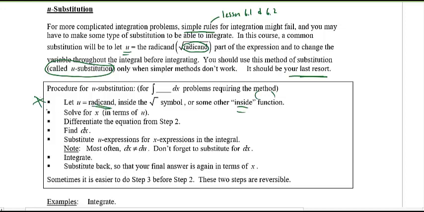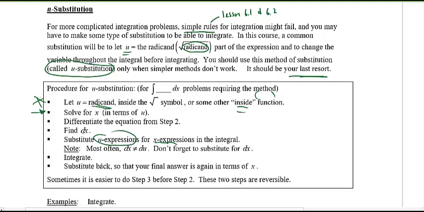This step is tricky. Sometimes you do need it, sometimes you don't. But the key then is to differentiate. Yes, you do need to differentiate. And once you've done that, hopefully you can find dx, because then I want you to substitute the expressions into the integral. And then magically, everything that has x will change into u.